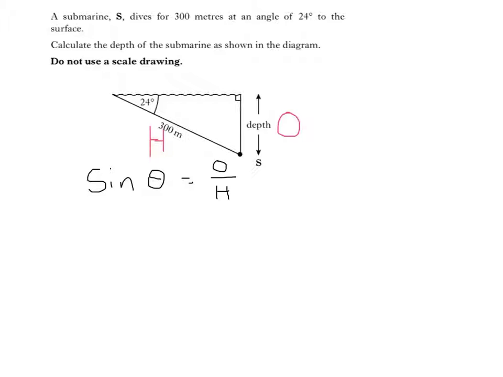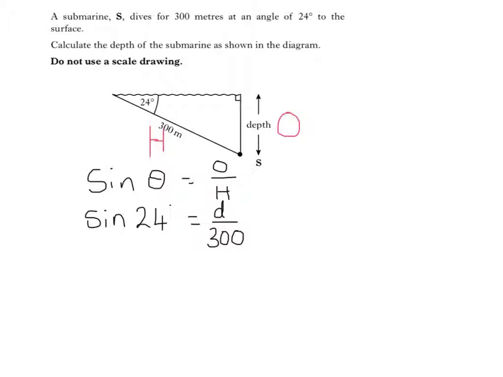Now, our angle is 24, so our next line is going to be sine 24 is equal to, and our opposite is the depth, so we're going to just call that D, and the hypotenuse is 300, as we can see there, so we're going to just put 300 on the bottom.